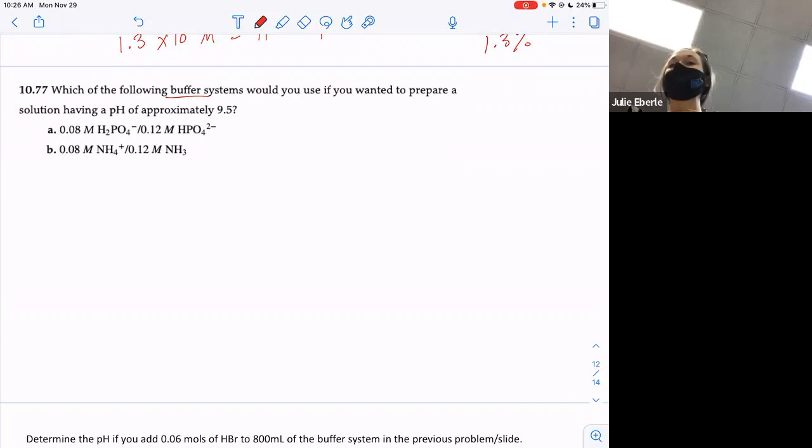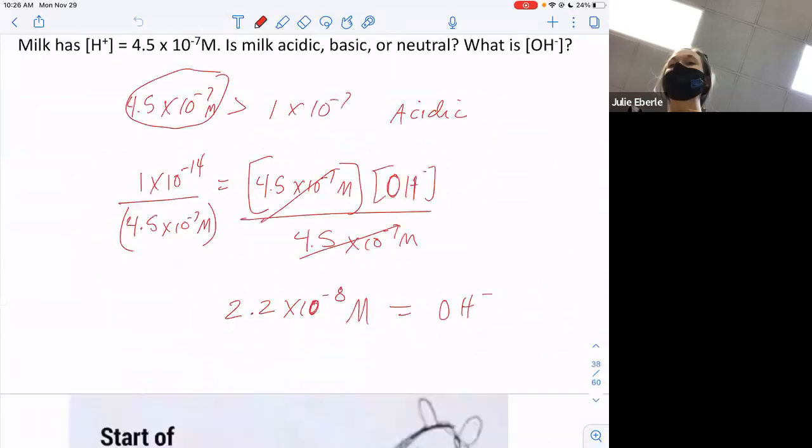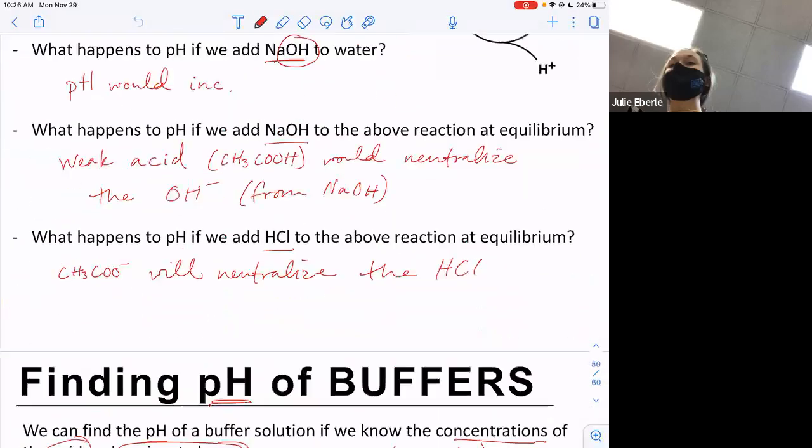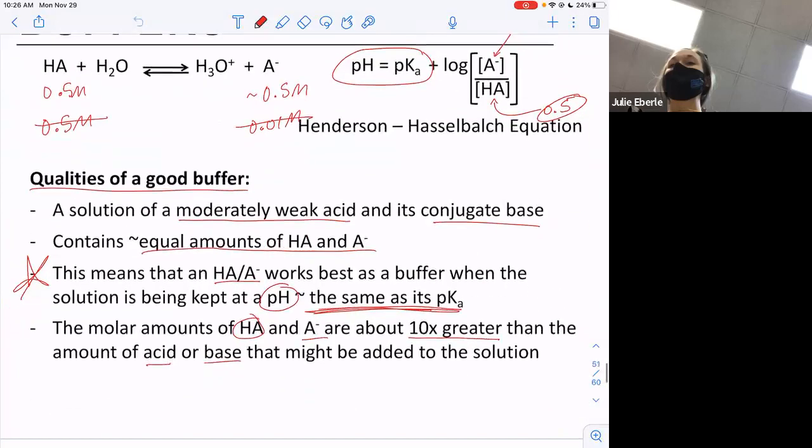There was a part of that where I talked about qualities of a good buffer. Where was that? Yeah. So the one that has a star by it, this means that an HA to A- concentration ratio works best as a buffer when the solution is being kept at a pH that is the same as its pKa. And I showed you mathematically why that is. The log of 1 over 1, or whatever over the same concentration, is 0, and that part of the equation falls out, and then you have pH equals pKa. And that's when you have the buffer at its strongest.